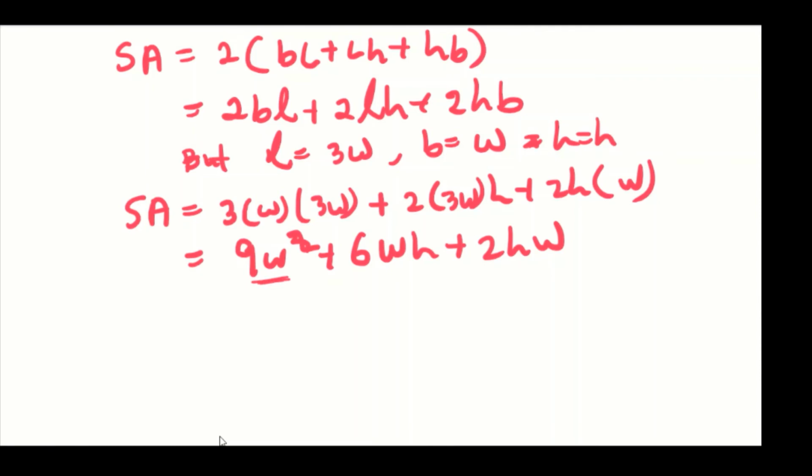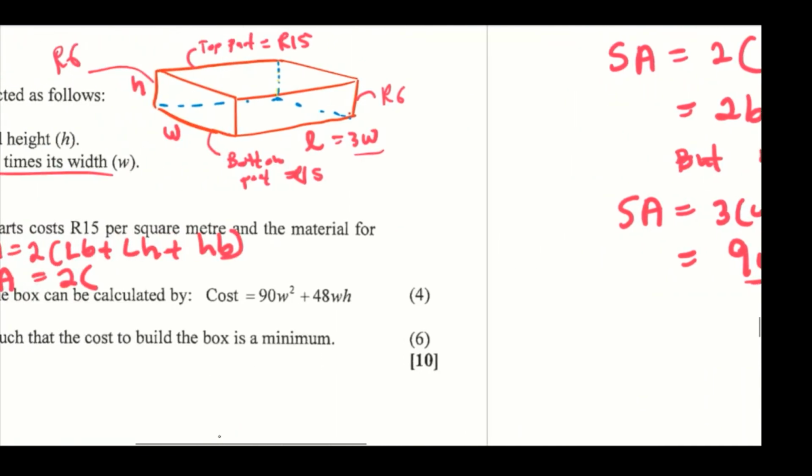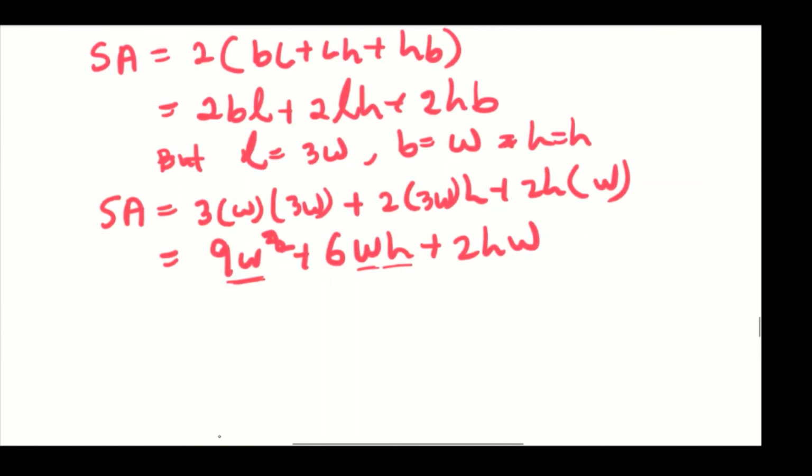And if you check here, this is the width, and the width is attached to the bottom and the top. Here it's the height and the width, which is just the sides, which are 6 rand. But when you talk of just the width, it is attached to the bottom part, so hence it's going to be 15 rand.